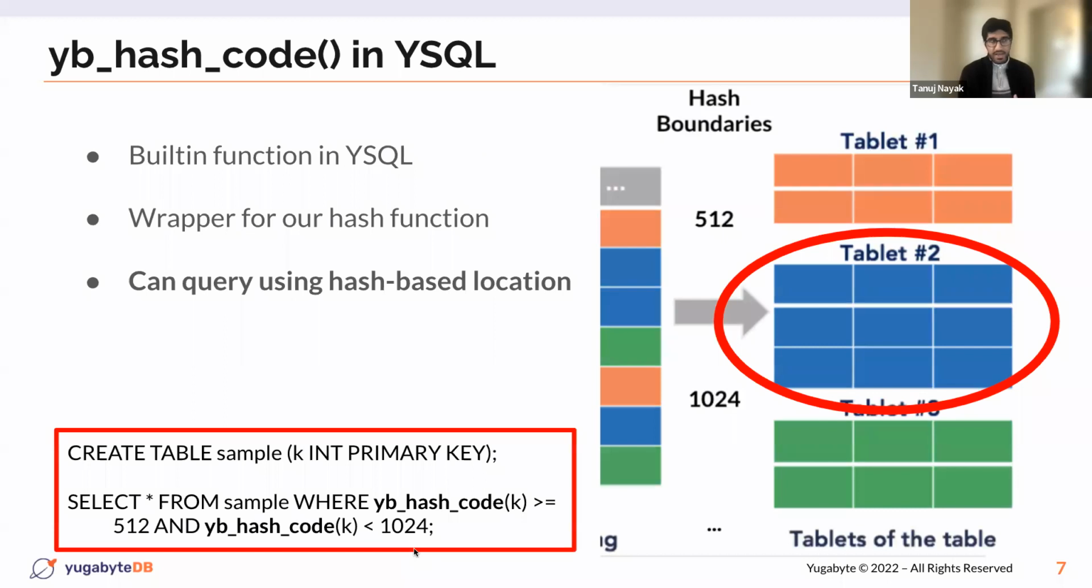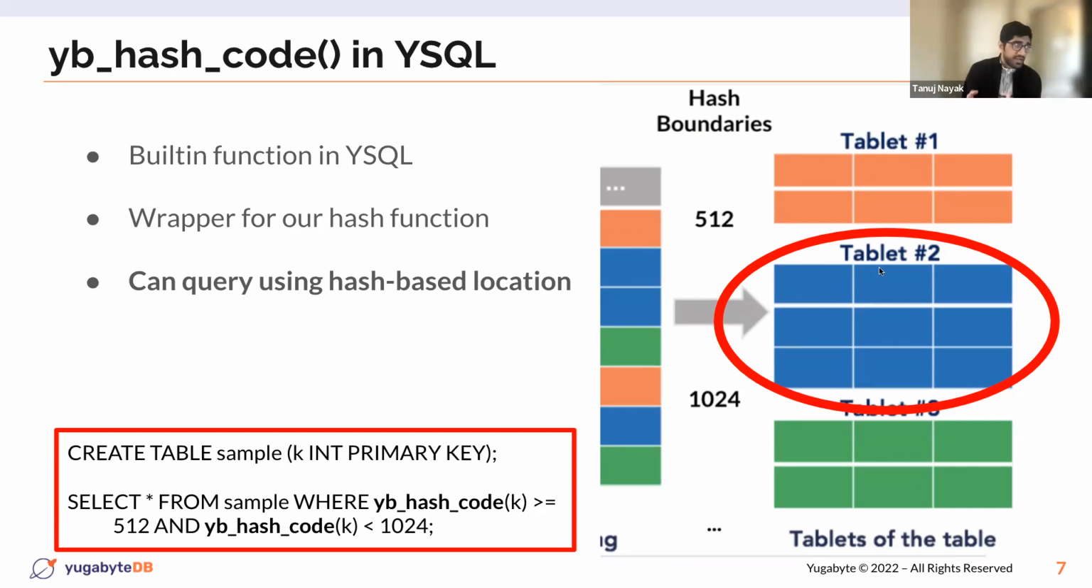Since you have access to the actual physical location, the hash-based location, you can take advantage of spatial locality. Now if a user wanted to query a contiguous slice of a table, say all the rows in tablet 2, they could query all rows whose hash values range between 512 and 1024, and enter that into their YSQL shell.